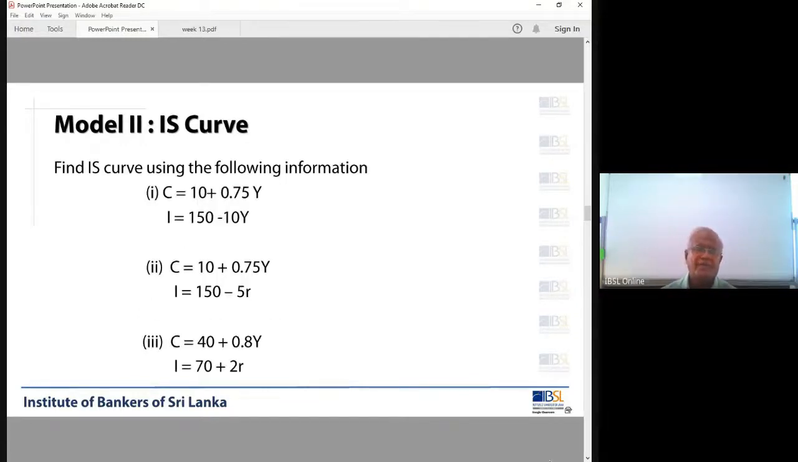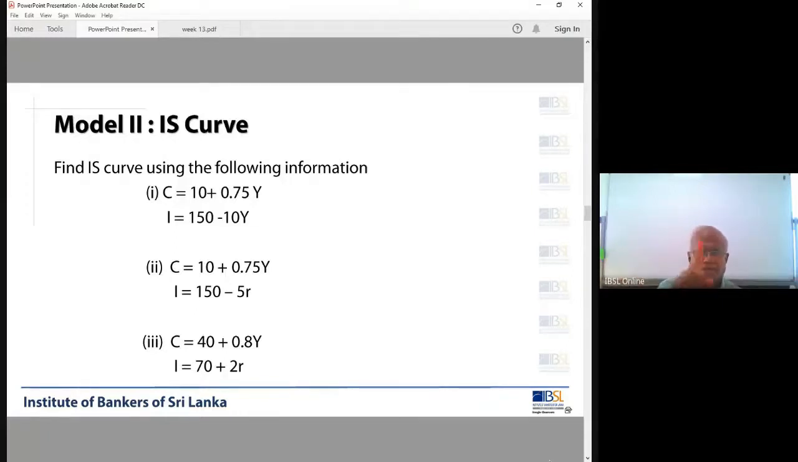Model 2, IS curve. I want you to derive this IS curve. Can you work out the IS curve for this one using the simple first model, Y equals C plus I? There are 3 questions. Use Y equals C plus I and derive the IS curve. I will give 5 minutes to derive the first question. Write down Y equals C plus I, substitute C, substitute I, simplify, take Y to the left hand side, R to the other side.